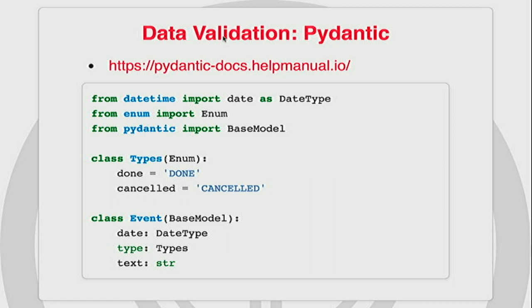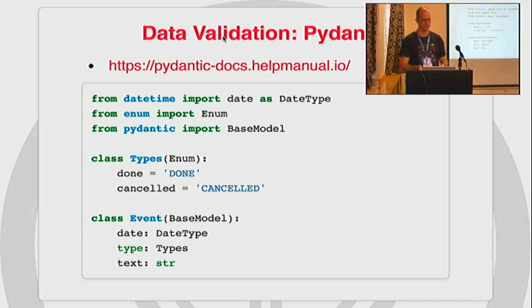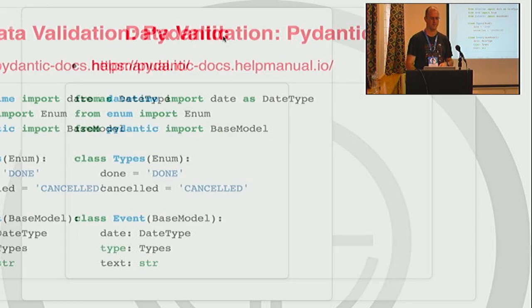FastAPI leans heavily on another library called Pydantic for this. We've got a little example here. We've got a Python 3 enum. We have a small event object which has a date, a type, and some text associated with it. That subclasses Pydantic's base model, and at this level it has nothing to do with REST frameworks or anything else, but it's a really simple way of saying, okay, is data valid?